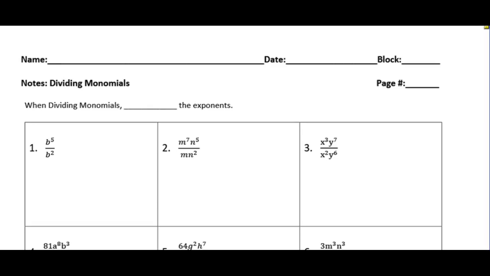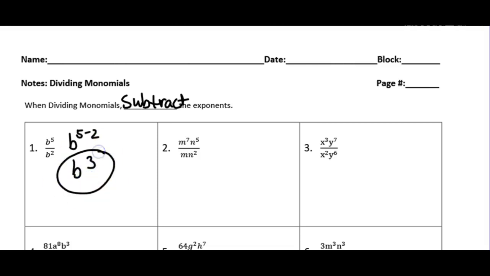Today we're going to be looking at dividing monomials. When dividing monomials, you are going to subtract their exponents. That is one way you can look at it. Like if you look at number 1 and I have b to the 5th over b to the 2nd, I can say that that is b to the 5 minus 2, which is b to the 3rd.